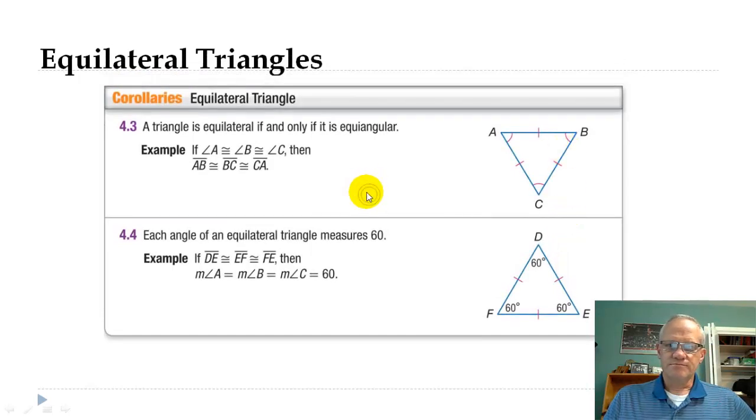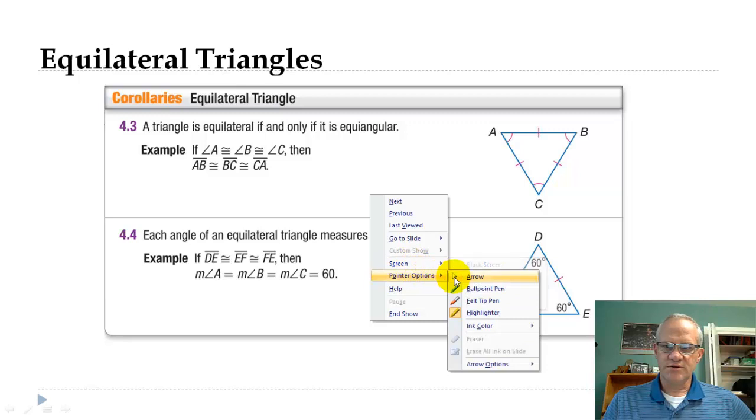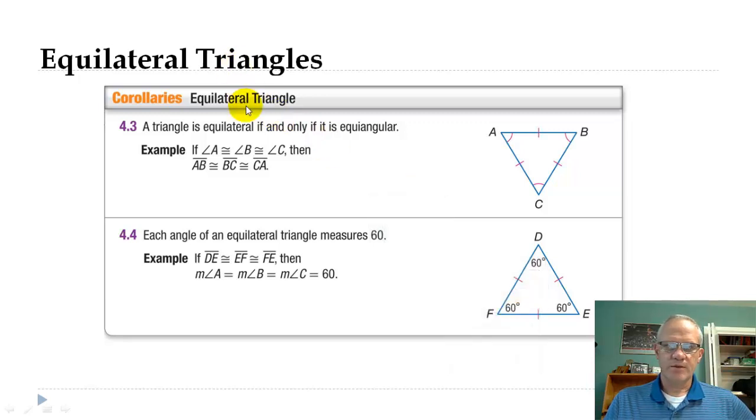All right. So then a little bit about equilateral triangles. A couple of things here. First thing, a triangle is equilateral if and only if it's equiangular. I believe I've mentioned this before, but let's look at it in context of what we've just been talking about with the isosceles.